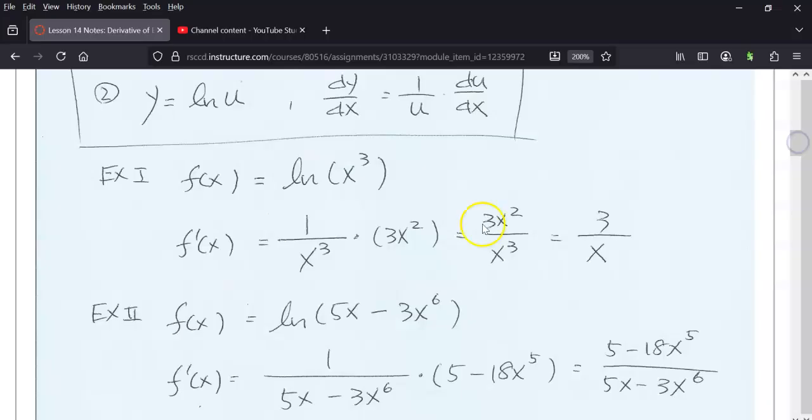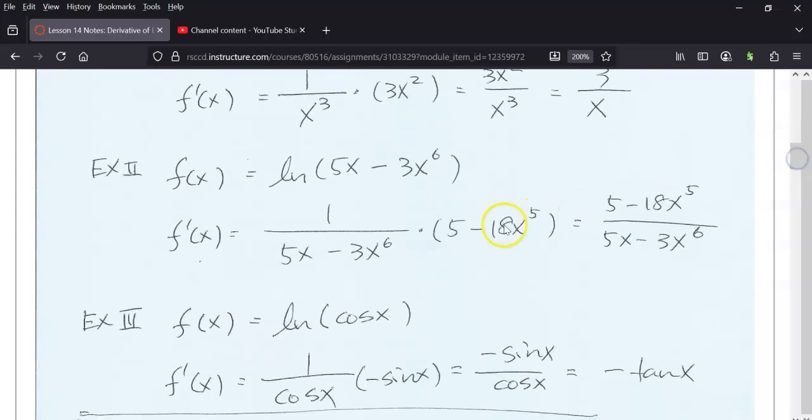Example one: if we have a function f of x equals ln of x cubed, the derivative of that function will be 1 over x cubed. Then take the derivative of this x cubed, so times 3x squared by using the chain rule. So we end up with 3x squared over x cubed, which simplifies down to 3 over x.